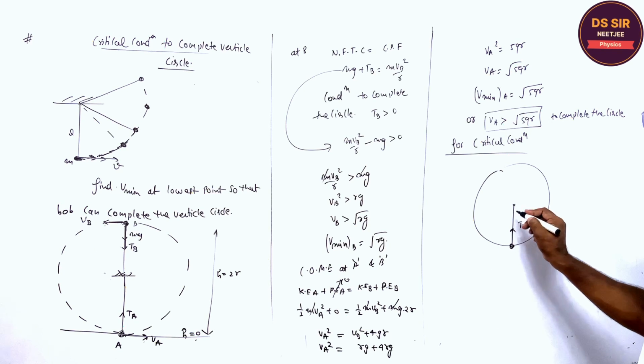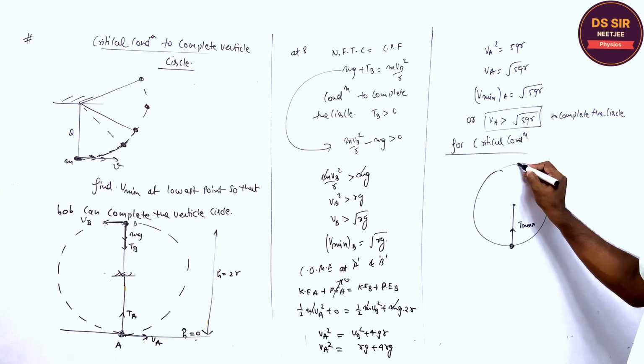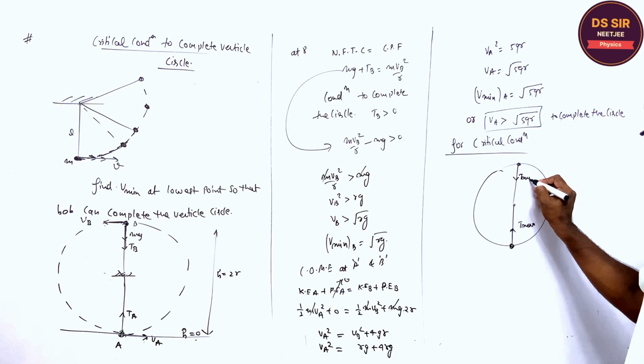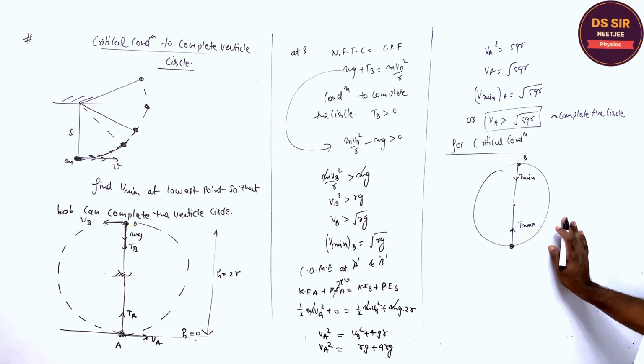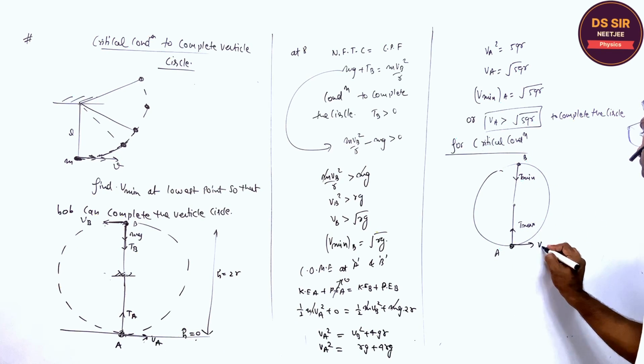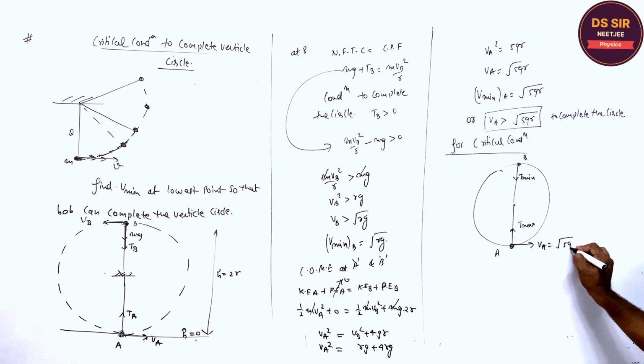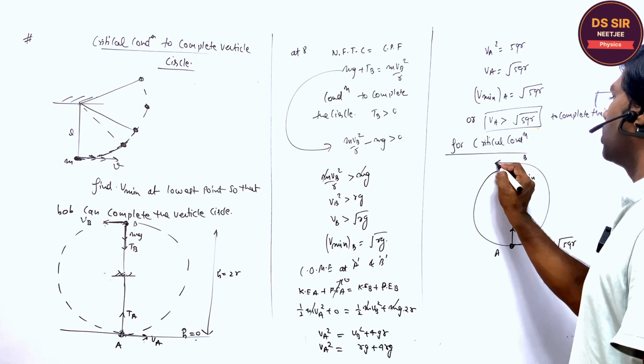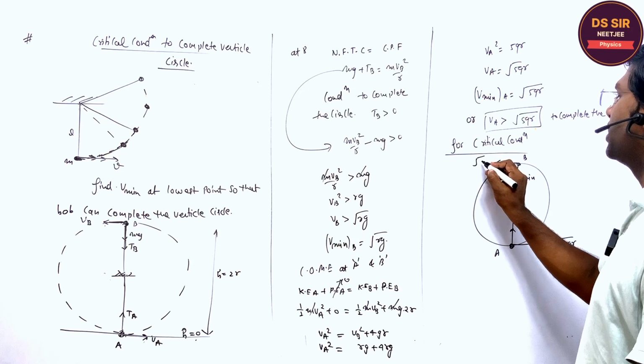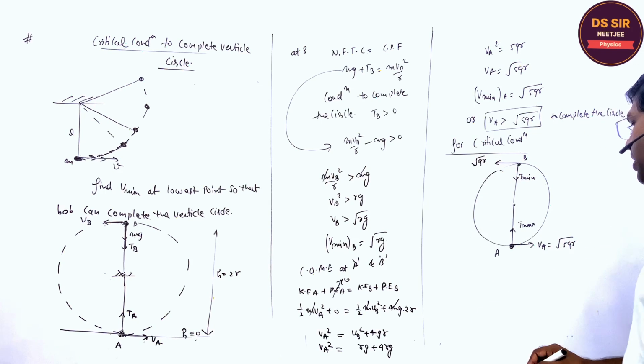As it is moving in the upward direction, the tension becomes minimum. So this tension is minimum at point B. If this is A, the velocity Va for the critical condition I am taking as root 5gr, and the velocity at this point I am taking as root gr.